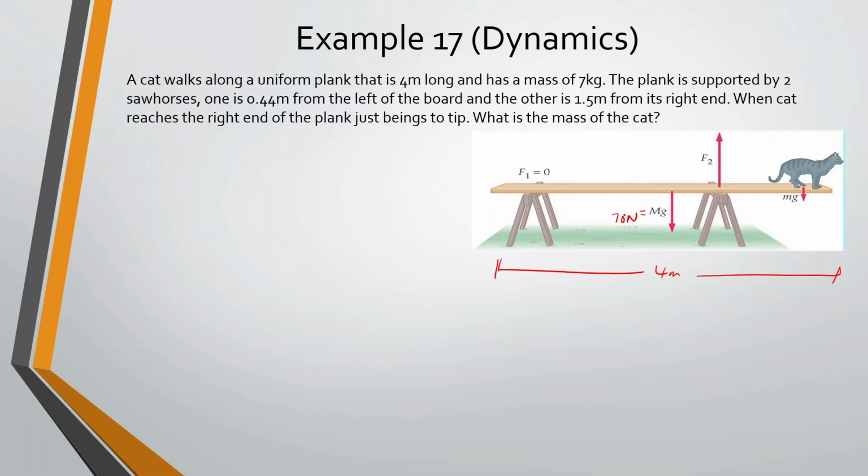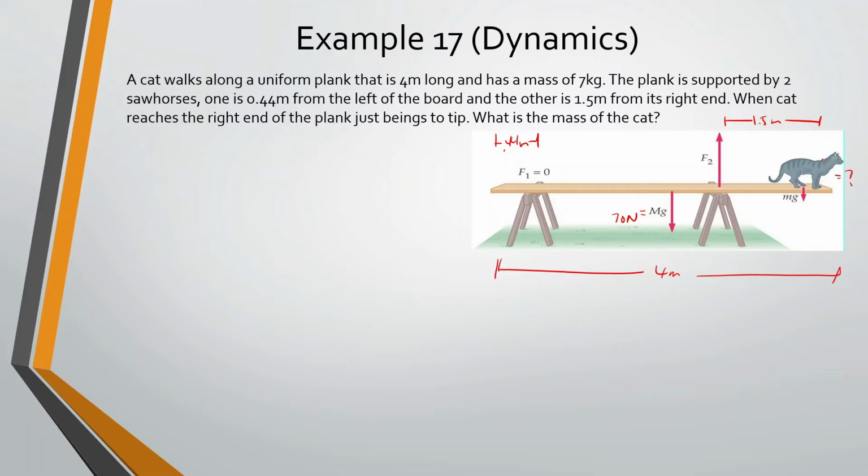The plank is supported by 2 sawhorses. So 1 sawhorse, 2 sawhorses. One is 0.44 meters from the left of the board. Okay, so this is going to be 0.44 meters, like that. And the other is 1.5 meters from the right of the board. When the cat reaches the right end of the plank, it just begins to tip. What is the mass of the cat? So we're looking for the mass of this cat.